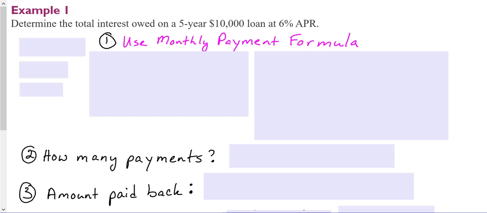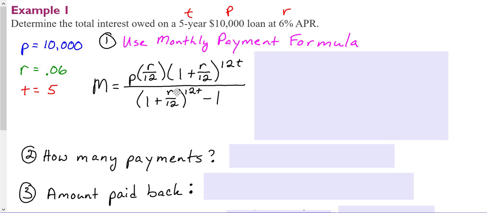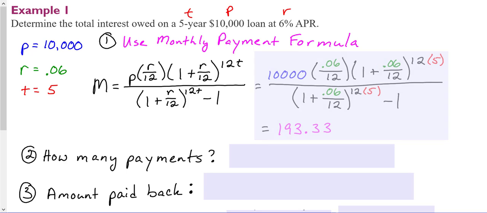So let's look at this first example. Determine the total interest owed on a 5-year $10,000 loan at 6% APR. We know that 5 years is our time, 10,000 is our principal, the amount we borrowed, and 6% is our rate. We first need to figure out our monthly payment using our monthly payment formula. So we've identified our 3 variables, we have the monthly payment formula on here, and now we're going to fill it in.